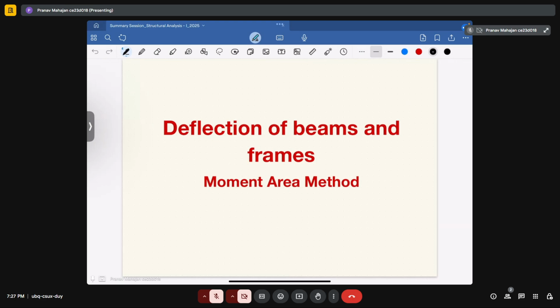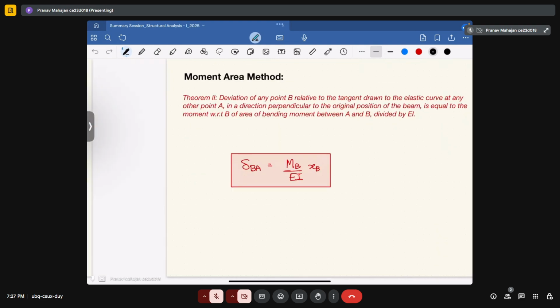So this is how you will solve problems related to the principle of virtual work in trusses. Now we will analyze beams and frames for analysis of statically determinate structures. The first method available for you is the moment area method. So what is the moment area method?